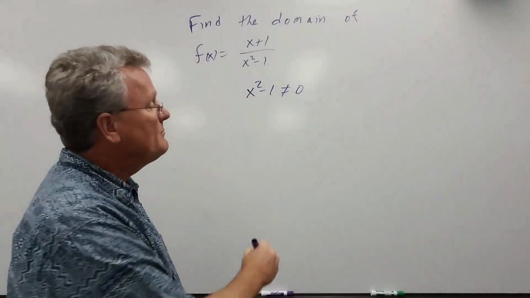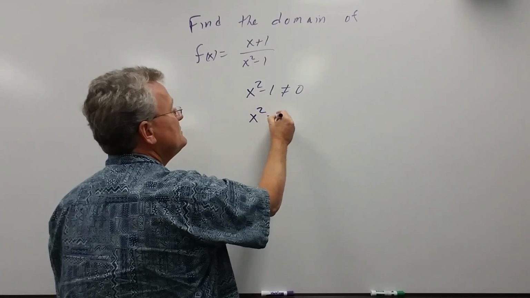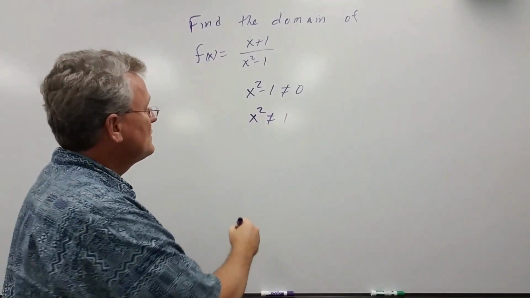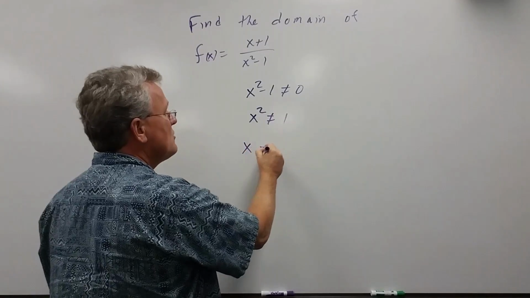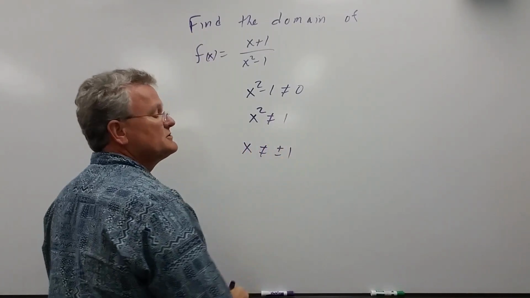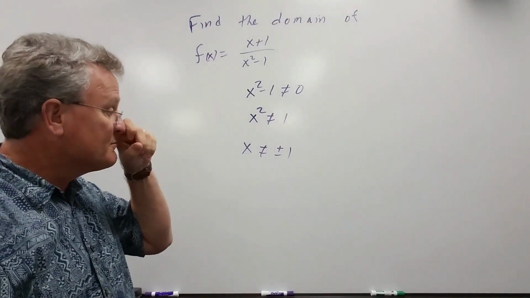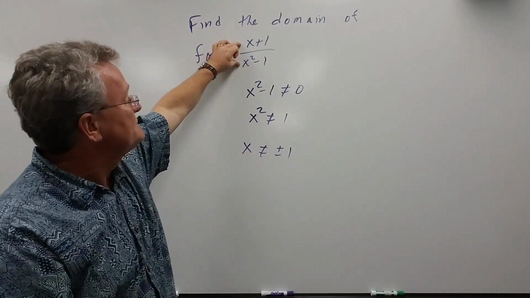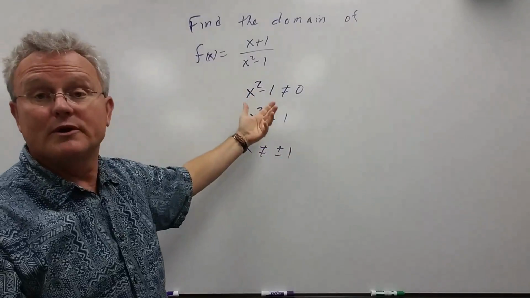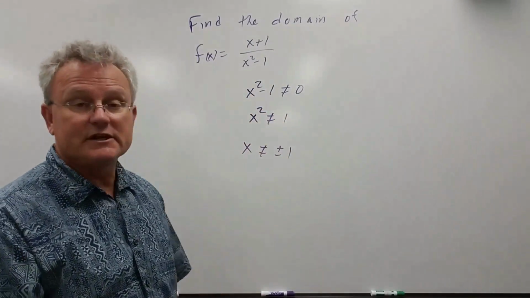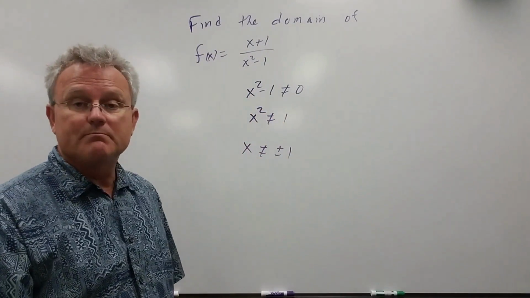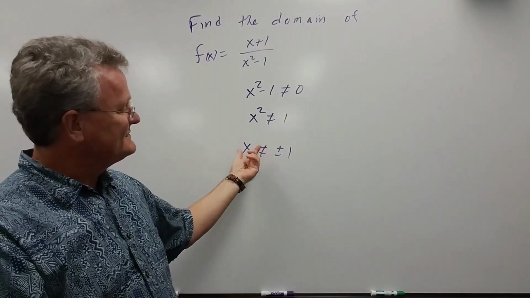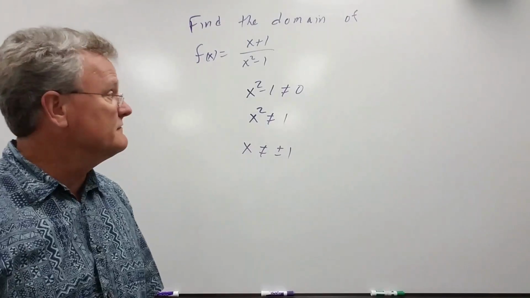If we add 1 to both sides, then we don't want x squared to be equal to 1. And if we take the square root of both sides, then we don't want x to be plus or minus the square root of 1, or plus and minus 1. So the domain of this function is all real numbers except x equals positive and negative 1. Or we could say the domain is x cannot be positive or negative 1.